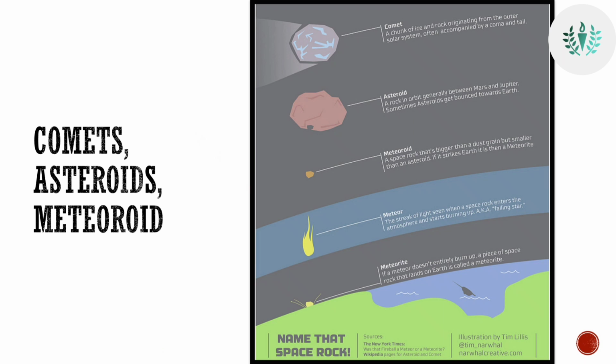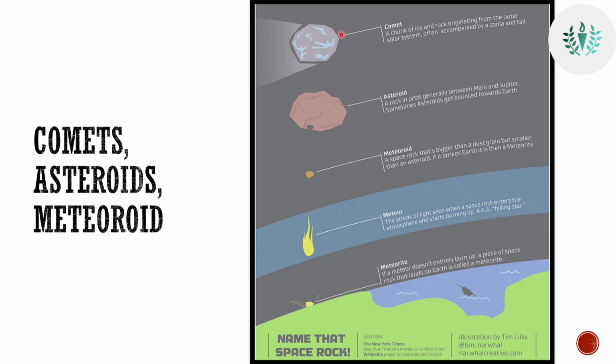Now let's talk about comets. Comets are cosmic snowballs of frozen gases, rock, and dust that orbit the sun. Here you can see one in the diagram. When frozen, they are the size of a small town.